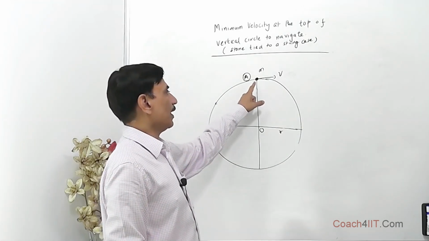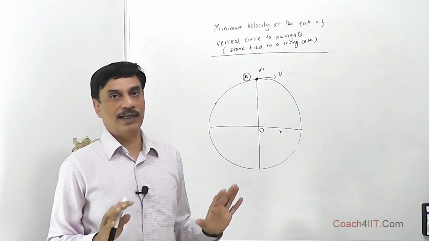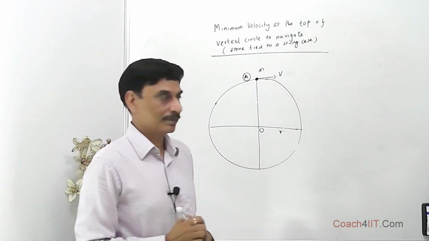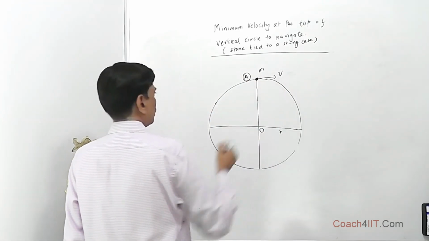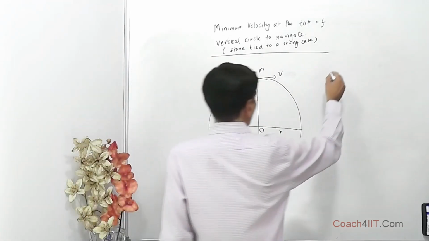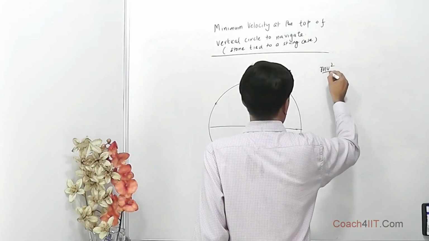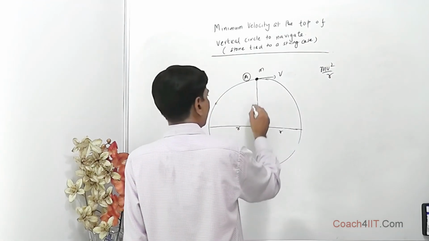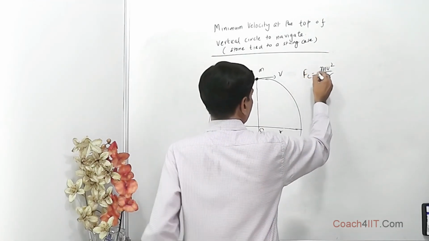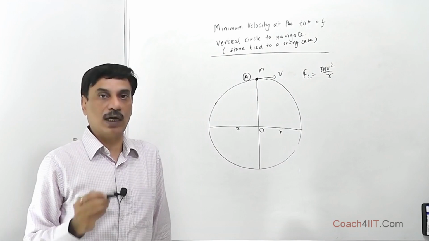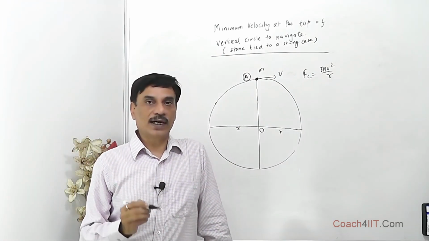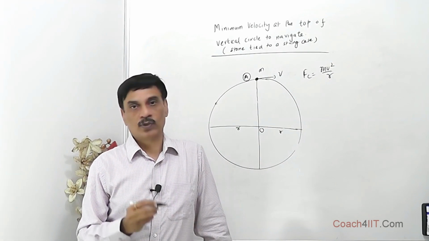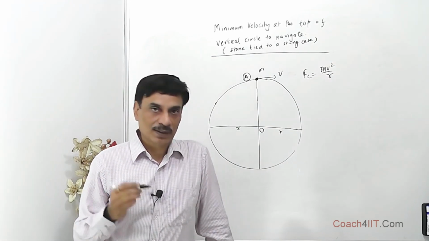Let's say at this point A, it has any arbitrary value of speed v. If the velocity over here is v, then certainly we know that the centripetal force is mv square upon r, where r is the radius of this circle. So F centripetal is mv square upon r. This is the requirement. If the speed over here is v, then it requires a net force towards the center whose value should be mv square upon r.